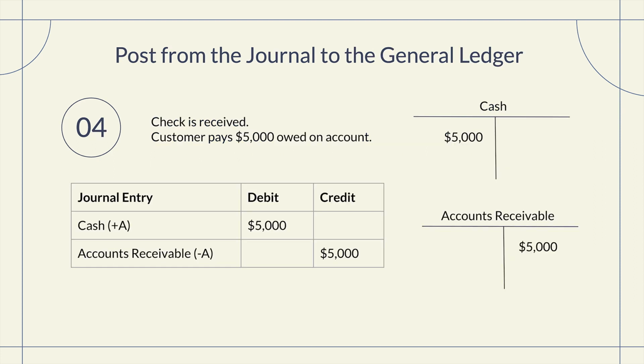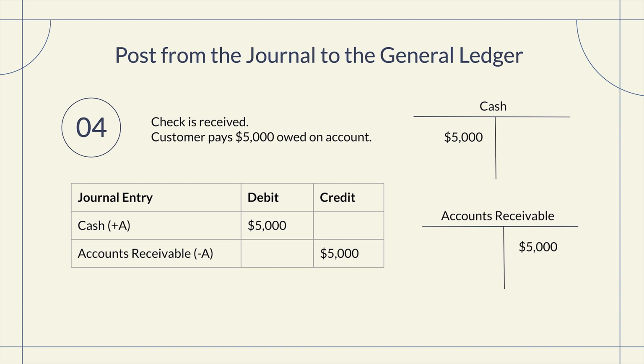Step 4 in the processing cycle is to transfer, or post, debit and credit information from the journal to the general ledger account. In this illustration, a check is received and a customer has paid $5,000 due on account. The journal entry would be as follows. So, cash needs to increase. Cash is an asset account, so cash will be debited for $5,000, and accounts receivable, which is basically a customer IOU, will be decreased based on that payment. So therefore, accounts receivable will be credited as an asset account to decrease that balance.